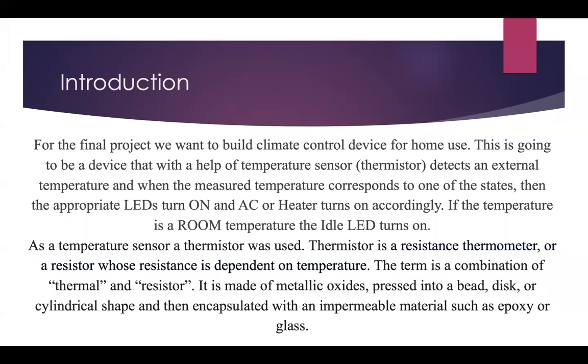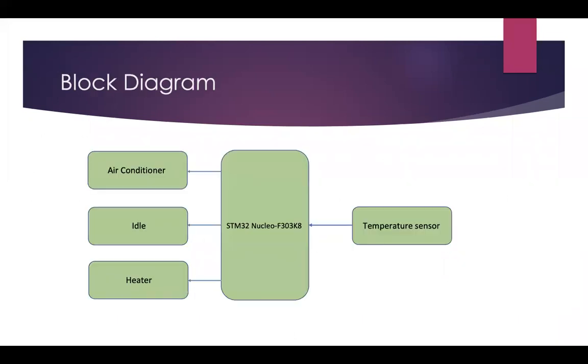As a temperature sensor, a thermistor was used. A thermistor is a resistance thermometer, or a resistor whose resistance is dependent on temperature. The term is a combination of thermal and resistor. It is made of metallic oxide pressed into a disc or cylindrical shape and then encapsulated with impermeable materials such as epoxy or glass.